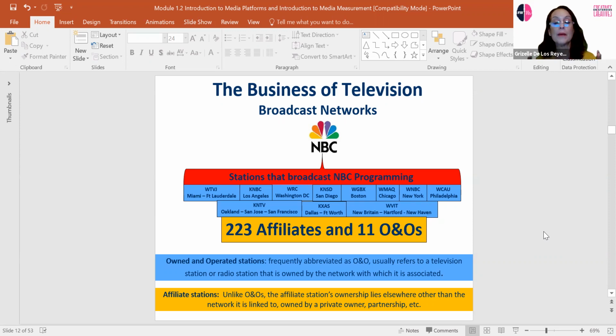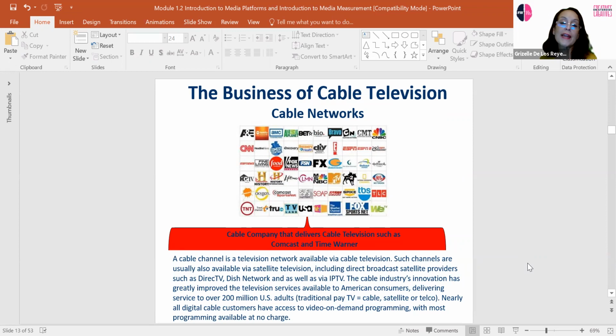So you have affiliates, which means private ownership, and owned and operated means that they're owned and operated by the network. So the network owns it and the network operates it. Affiliates mean that they carry NBC programming, but they are owned by another private entity, not by NBC. They have an agreement with NBC for the programming. Hope this is clear. By the way, the audience doesn't necessarily care if it's an O&O or an affiliate. Whatever market they're in, they want to watch NBC Network, whatever the affiliate.